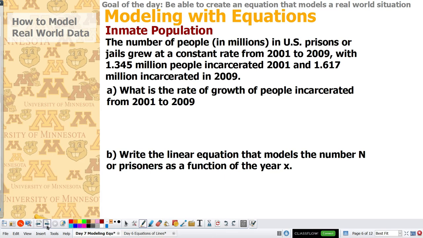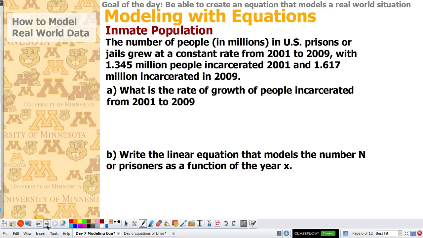The number of people in millions in U.S. prisons or jails grew at a constant rate from 2001 to 2009, with 1.345 million people incarcerated in 2001 and 1.617 million incarcerated in 2009. What is the rate of growth of people incarcerated from 2001 to 2009?